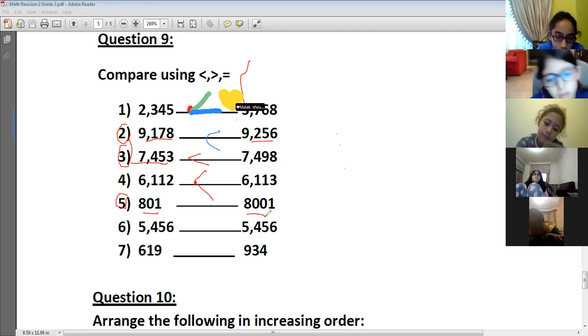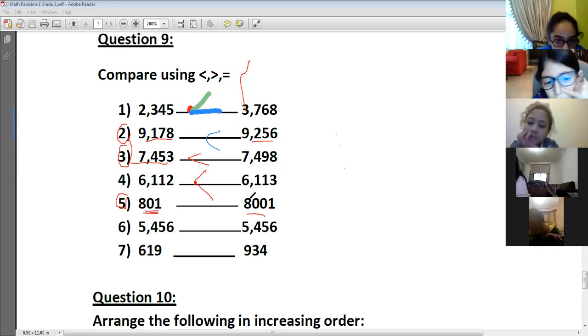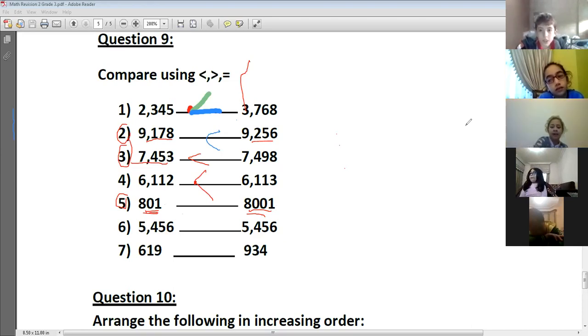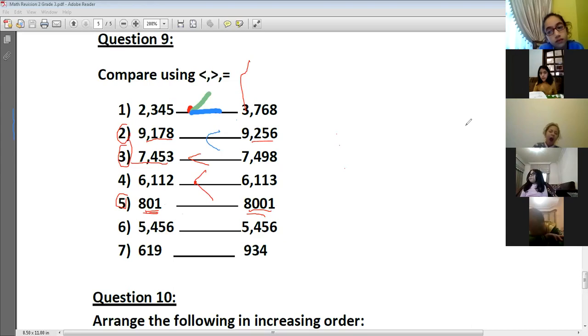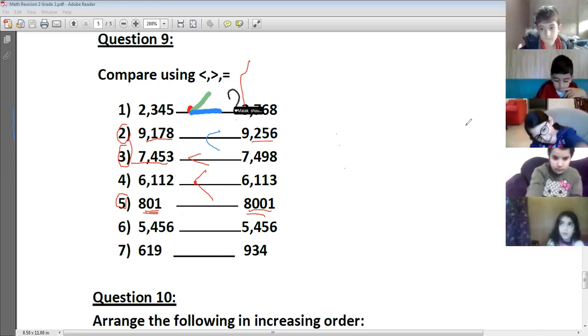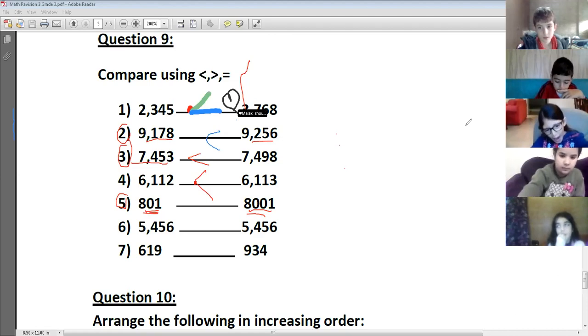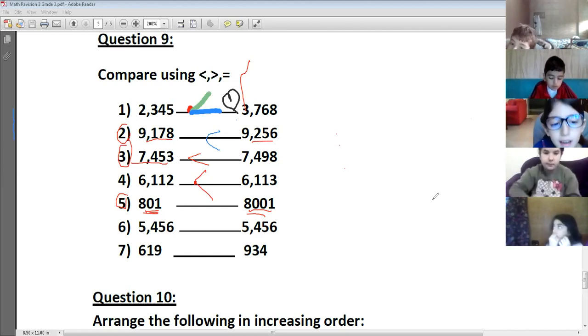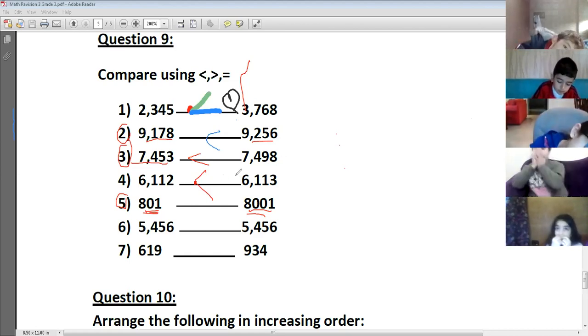Yalla, tell me. Which number is smaller? 801, sorry, or 8001? 8,000. What do you want, Muhammad? You will solve. You and I will solve 11 and 10. Okay, when you finish this, you and Aya will solve 10 and 11, okay? One by one. Yeah, the smaller one is the 8,000. The 8 and the 0 and 1.